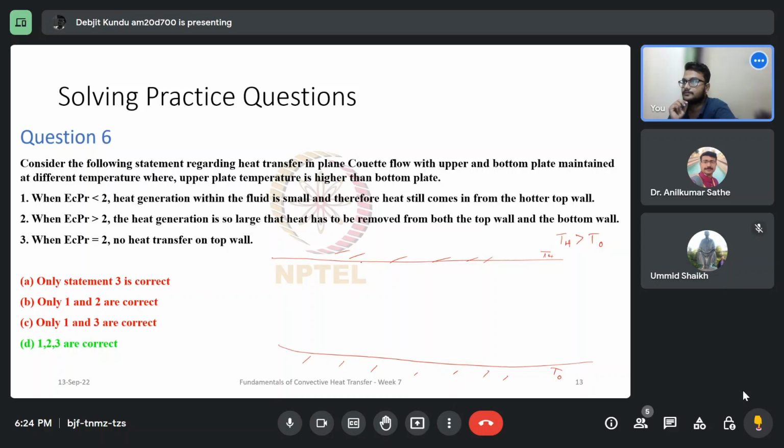Now this we can consider TH and this we can consider T0. So when there is no heat dissipation, as we discussed earlier, this temperature profile would be perfectly linear, and the gradient would be the same everywhere.